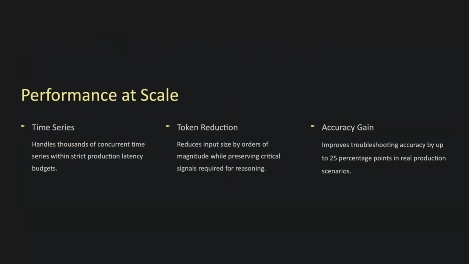In terms of testing this out, I tried this approach with about thousands of time series data in a real production environment. And one thing I could clearly see, and I was also trying to test it based on 3 factors. First is scale, efficiency, and accuracy. In terms of scale, this approach was able to handle thousands of concurrent time series in a real production environment, which is very promising. In terms of efficiency, there was an order of magnitude reduction in the tokens, as opposed to sending raw telemetry directly to the LLM.